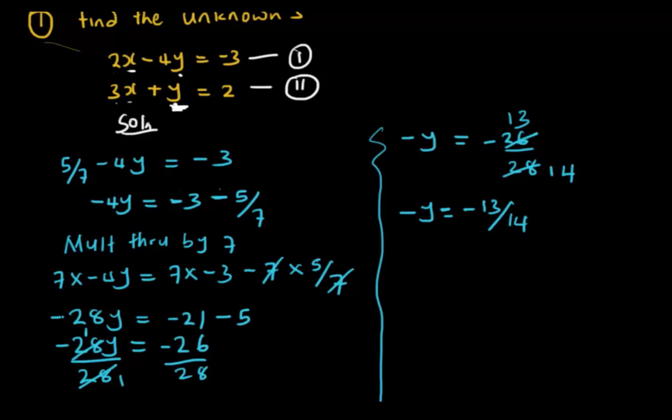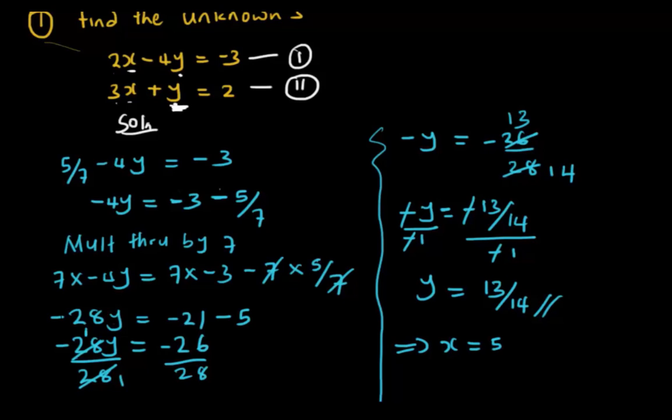But I'm told to find y, not minus y. So I divide both sides by minus 1. Minus cancels minus. I'm left with y over 1, which is y. Then this minus can cancel minus, so I'm left with 13 over 14. So it implies that x equals 5 over 14 and y equals 13 over 14. Now this is the answer. What I need you to do is to go through the solution again, step by step, and be sure you understand it.